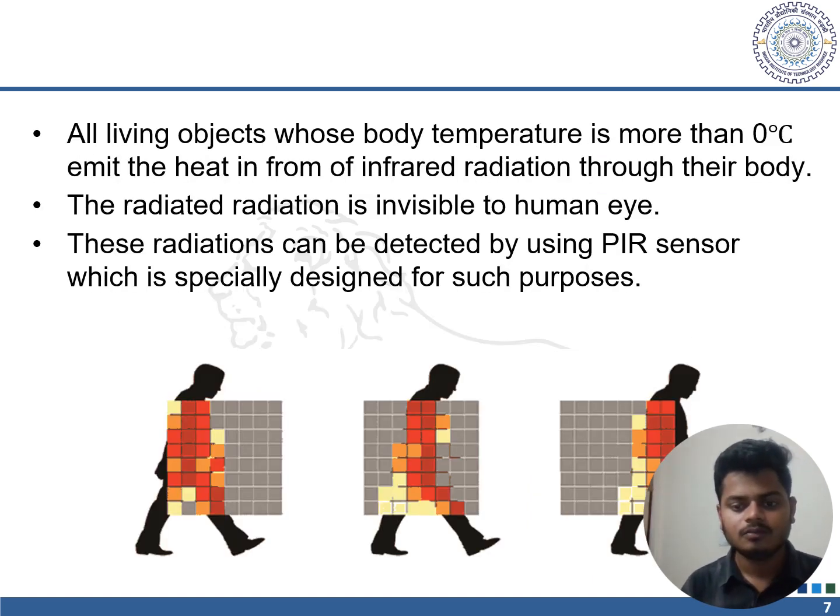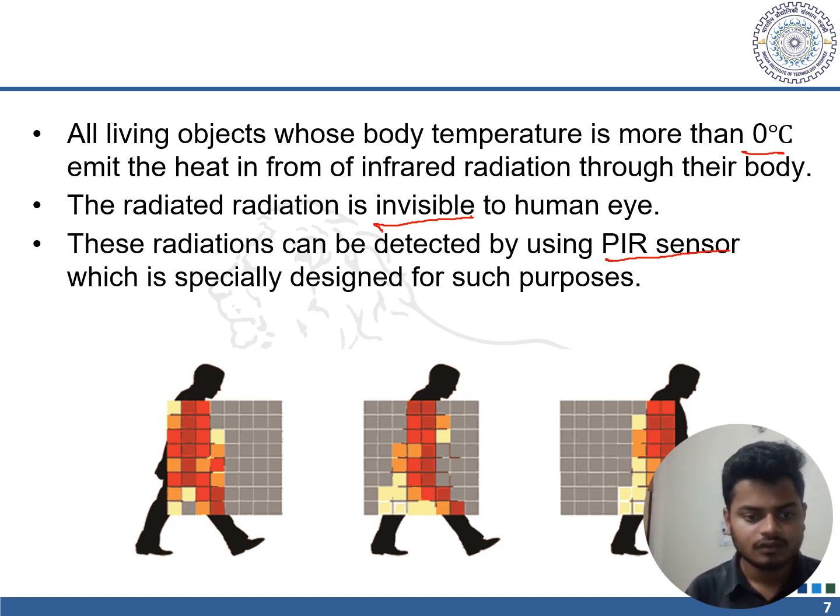All living object having body temperature more than 0 degrees Celsius will emit infrared radiation through their body. So these infrared radiation are invisible to human eye, but we can detect them by using PIR sensor. We design PIR sensor for this purpose. So basically what happens when a living object pass through the PIR sensor, it will emit infrared radiation through their body, and due to the infrared radiation, the voltage across this pyroelectric material, which is used in PIR sensor, will get changed.